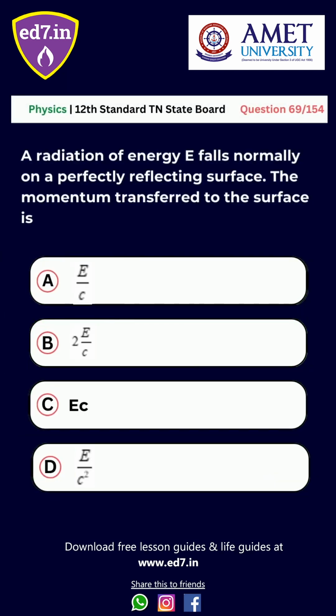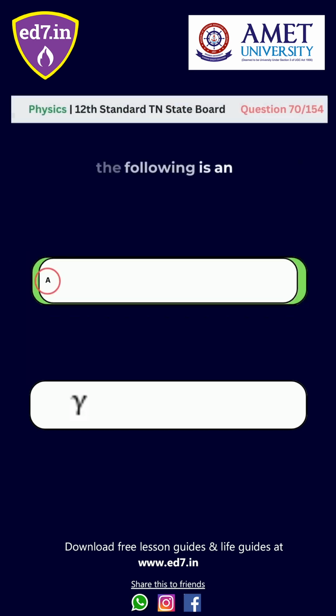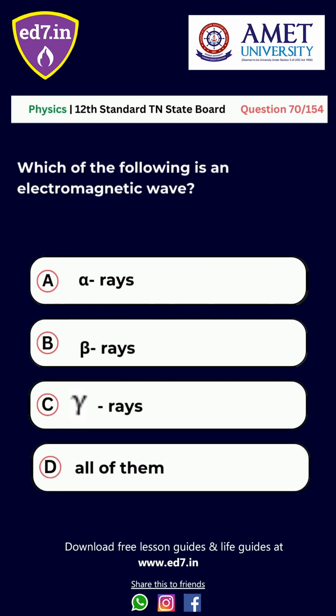Question number 69. A radiation of energy E falls normally on a perfectly reflecting surface. The momentum transferred to the surface is: option A, E by C; B, 2E by C; C, EC; D, E by C square. The right answer is option B, 2E by C. Question number 70. Which of the following is an electromagnetic wave? Option A, alpha rays; B, beta rays; C, gamma rays; D, all of them. The right answer is option C, gamma rays.